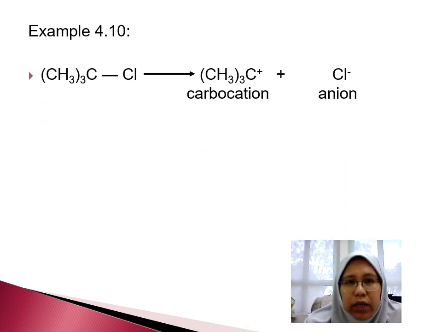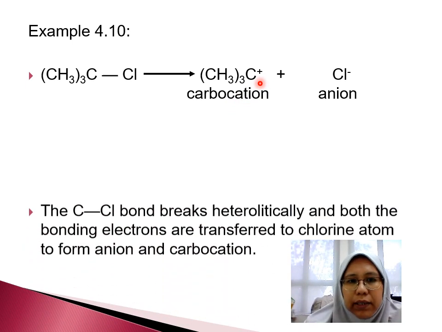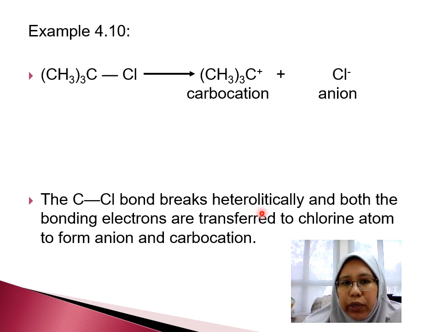Let's look at example 4.10. As you can see here, this carbon is a tertiary carbon because it is attached to 1, 2, and 3 methyl groups. So it is attached to a Cl. Cl here is more electronegative than the rest of the compound, making Cl take away both of the bonding electrons to itself. So Cl minus becomes the anion, and the rest of the compound becomes a carbocation or carbonium ion, and you can see here the positive charge is at carbon. The C-Cl bond breaks heterolytically, and both bonding electrons are transferred to the chlorine atom, forming an anion and a carbocation.